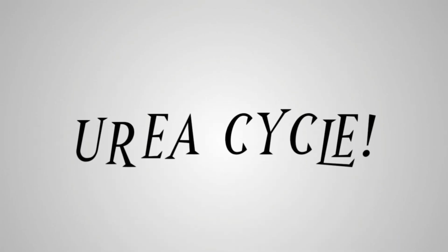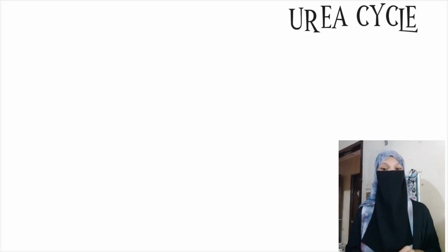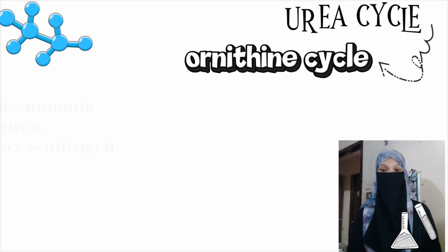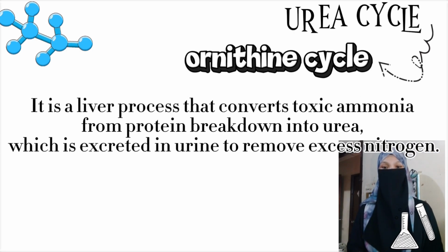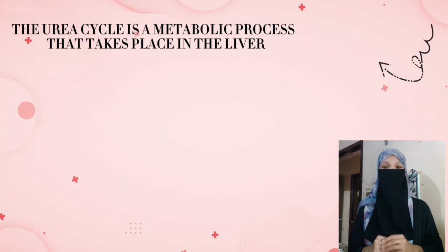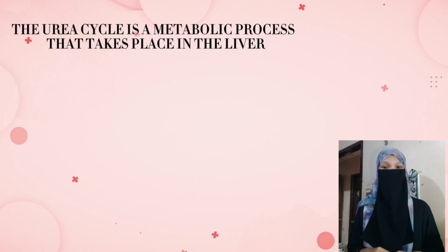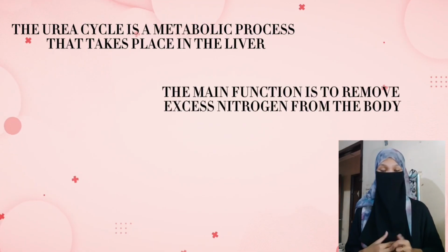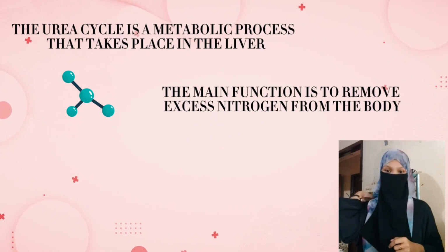About the urea cycle. The urea cycle is also called the ornithine cycle. The urea cycle is a liver process that converts toxic ammonia from protein breakdown into urea, which is excreted in urine to remove excess nitrogen. The urea cycle is a metabolic process that takes place in the liver. Its main function is to remove excess nitrogen from the body.